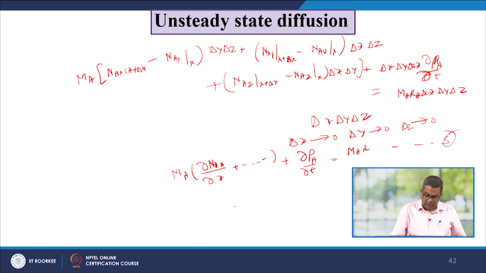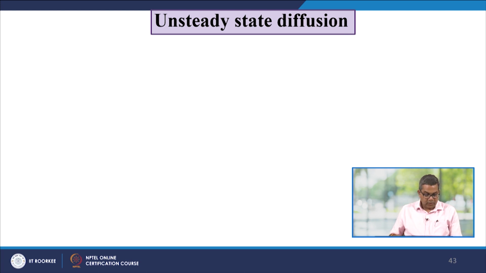Similarly, we can write for component B, and that can be represented as MB del NBx over del x plus and so on. This can be equation 6. Now, the total material balance after adding equation 5 and equation 6 can be represented by MA RA plus MB RB.